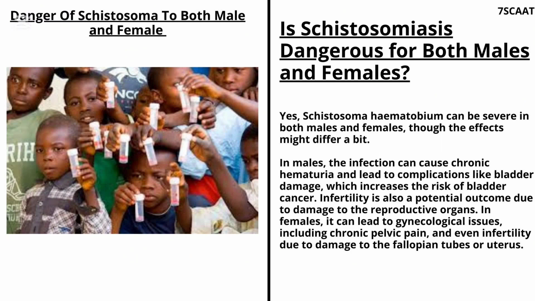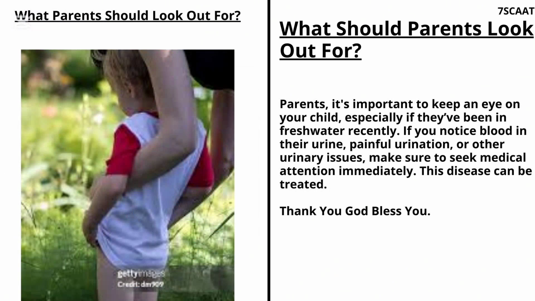Is schistosomiasis dangerous for both males and females? Yes, Schistosoma haematobium can be severe in both males and females, though the effects might differ a bit. In males, the infection can cause chronic hematuria and lead to complications like bladder damage, which increases the risk of bladder cancer. Infertility is also a potential outcome due to damage to the reproductive organs. In females, it can lead to gynecological issues, including chronic pelvic pain and even infertility due to damage to the fallopian tubes or uterus.